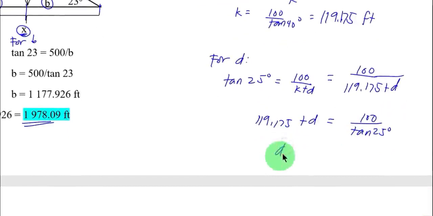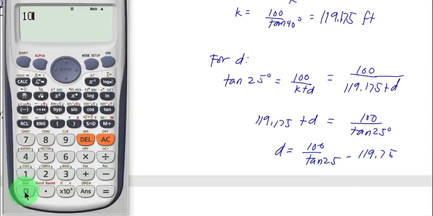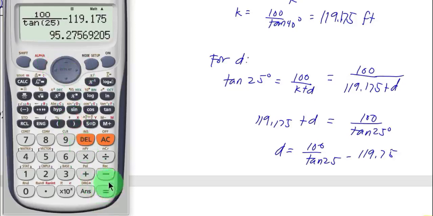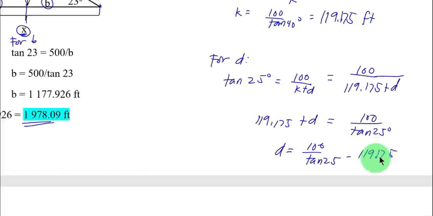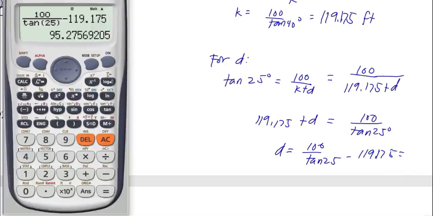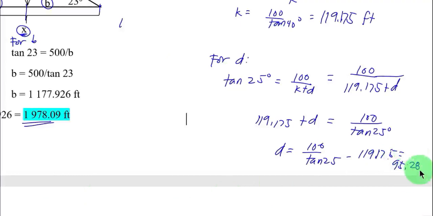Or D is simply 100 over tangent of 25 minus 119.75 feet. So that is 100 over tangent of 25 minus 119.75, which is equal to 95.28 feet.